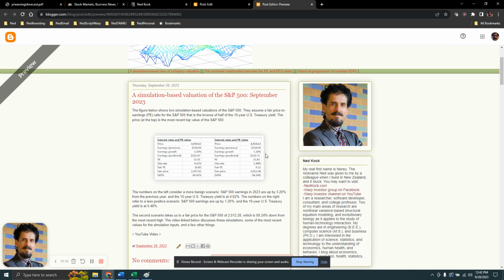Now, if the Federal Reserve maintains its current stance, and we have this earnings growth of only 1.20%, then we're going to probably see the curve uninvert, and we're going to see a major drop in the S&P 500. It could go to half of what it is now, a 50% reduction from its most recent top value. So this concludes this video.